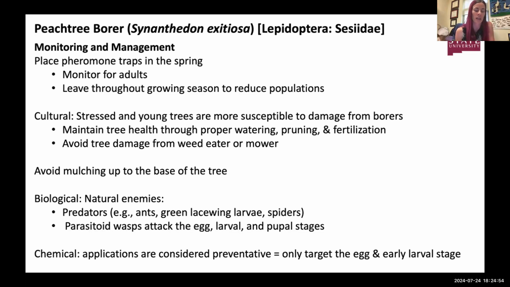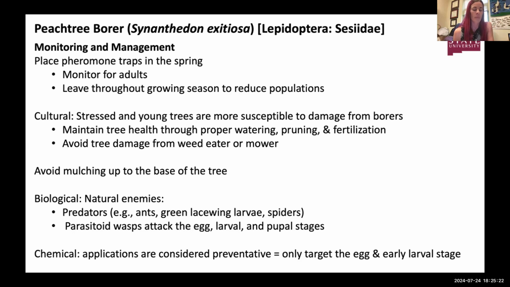Avoid getting them damaged. Avoid mulching up to the base of the tree, giving those pupa a place to hide, because they can actually come out from there easily. Unlike those flies we were talking about, where mulching can help, for them it does not. There are some things that like to feed on them. They do have some natural enemies: lacewing larvae, spiders, parasitoid wasps that attack the egg, larval, and pupal stages.